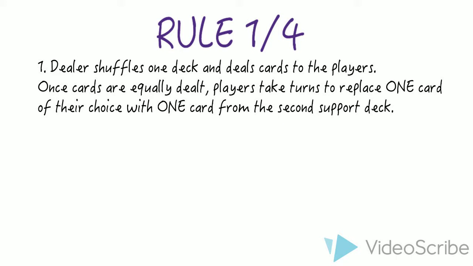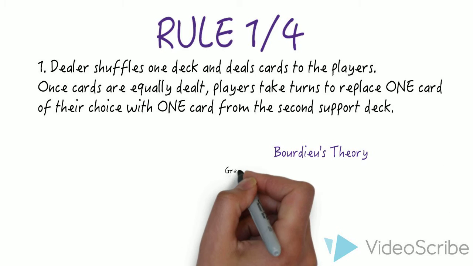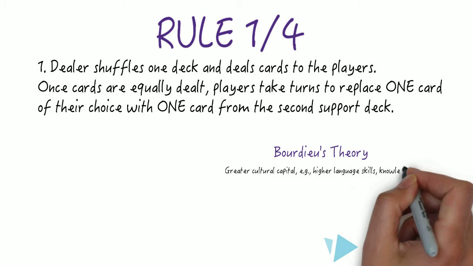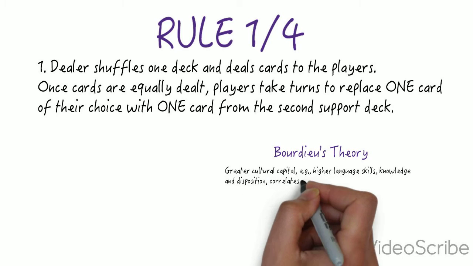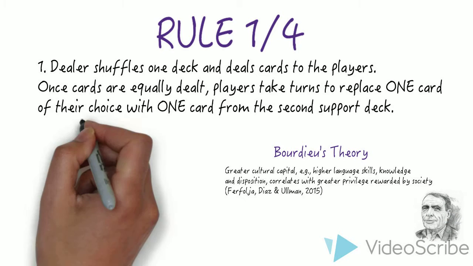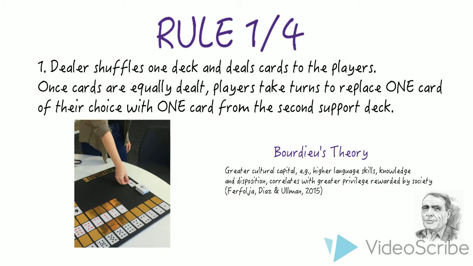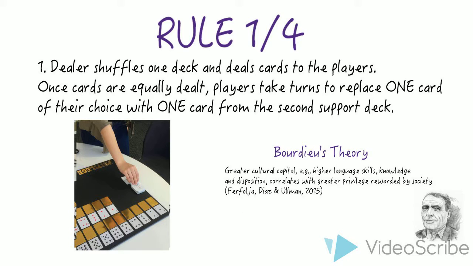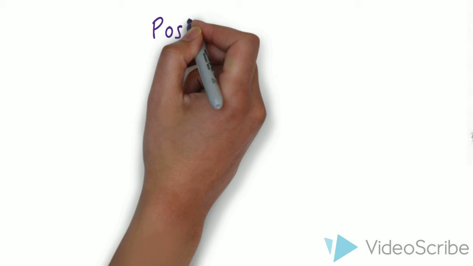Bourdieu's theory applies in this rule as the dealer assumes the role of cultural capital, with the suits having different values. Greater cultural capital correlates with higher privileges rewarded by society, so players with higher suit cards inherit greater cultural capital. The first rule, therefore, demonstrates that racial discrimination against Indigenous Australians based on their deficit discourse of having low socio-economic status is a significant social justice issue.